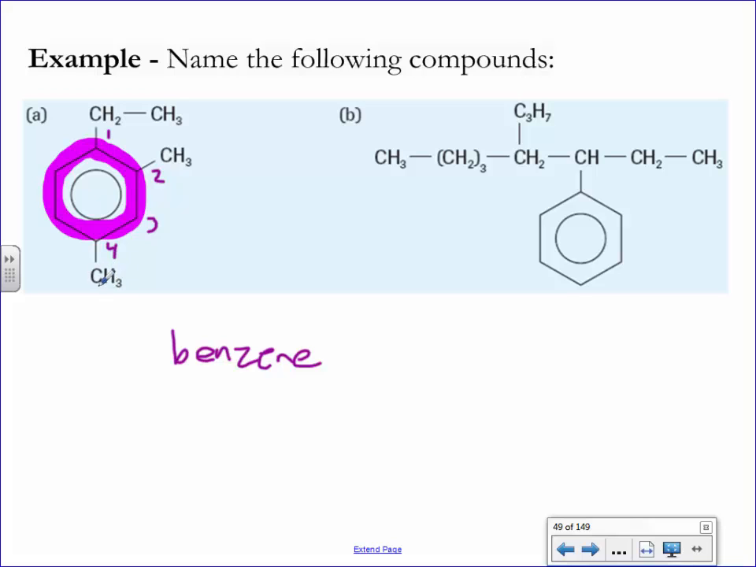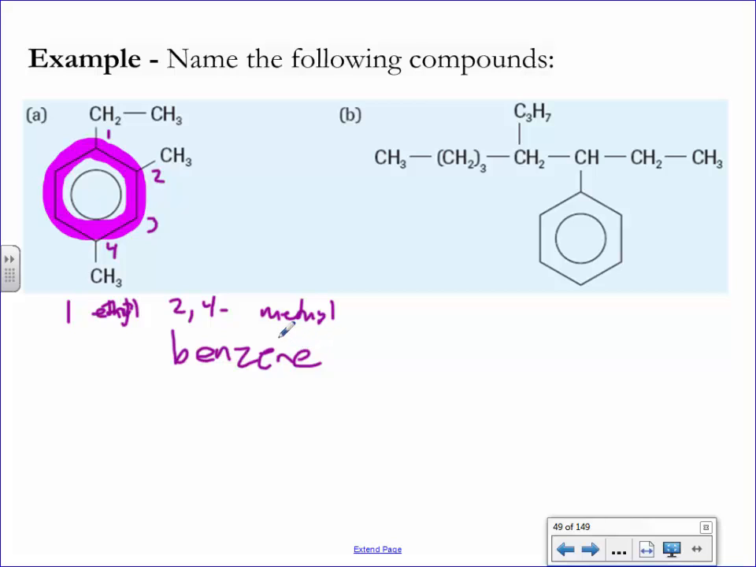Hypothetically, let's say you start down here at the bottom. You could have a 1, 3, 4. But 1, 2, 4 is lower than 1, 3, 4. So now that I've numbered them, the only other thing I got to do is make sure it goes alphabetically. So what comes first alphabetically, ethyl or methyl? Okay, so on the 1, you need an ethyl, E-T-H-Y-L. And on the 2 and on the 4, you need a methyl.